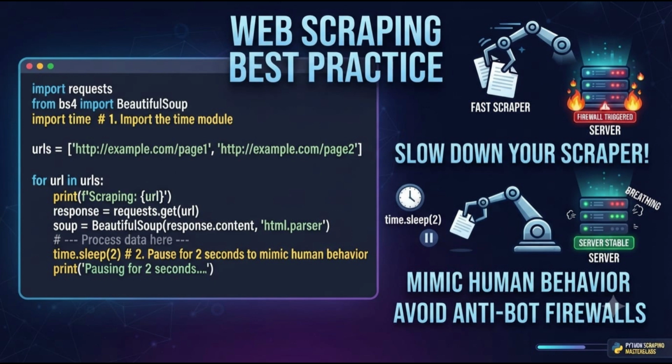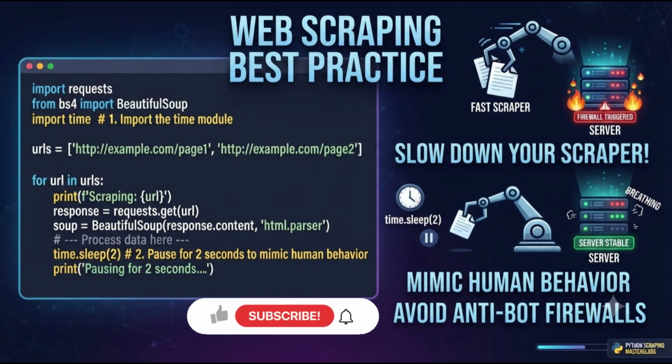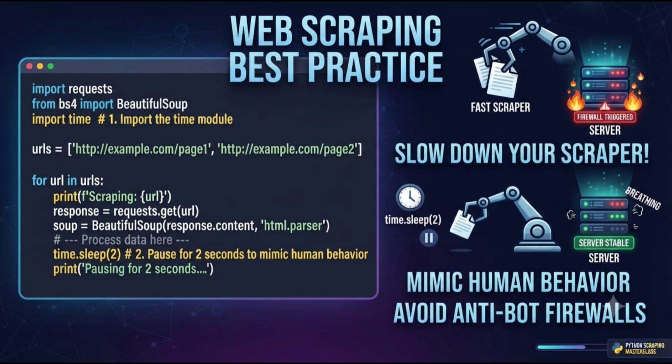The easiest way to slow down your scraper is by using Python's built-in time module. By adding time.sleep inside our loop, we force Python to pause for 2 seconds after scraping each page. This small break mimics human browsing behavior, giving the server time to breathe and drastically reducing the chances of triggering anti-bot security firewalls. Let's add this to our script right now.